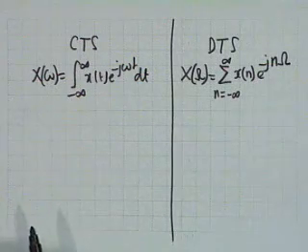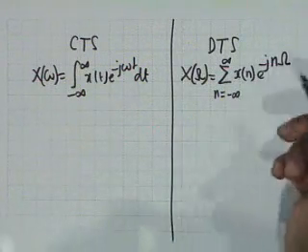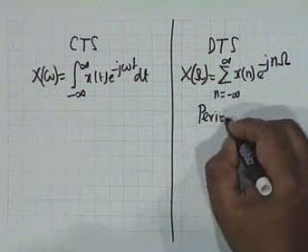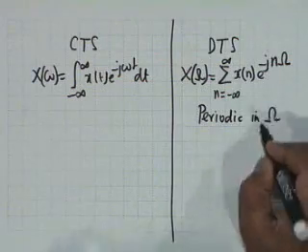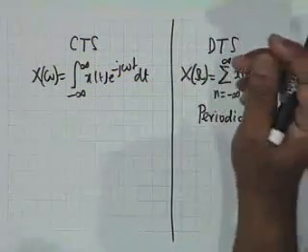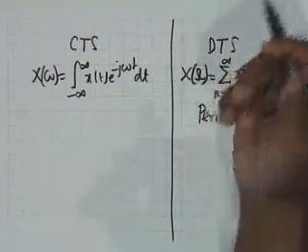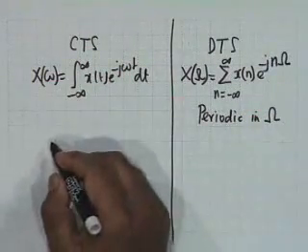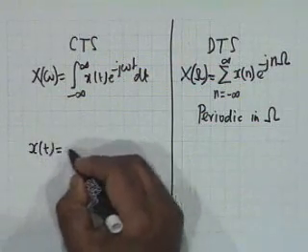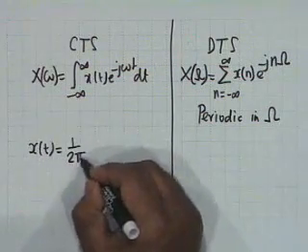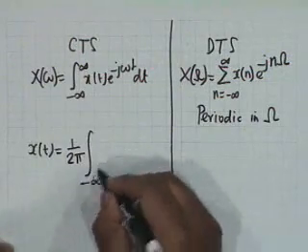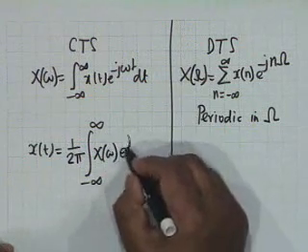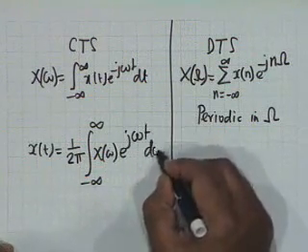This is the difference. The difference is that not only is it a summation, but it also is periodic in omega. That is, if you increment or decrement omega by 2 pi or any integral multiple of 2 pi, the value remains the same. And the other thing is the inversion integral x of t. In the continuous time case, it is 1 by 2 pi, again the integration is from minus infinity to plus infinity, capital X of omega e raised to the j omega t d omega.